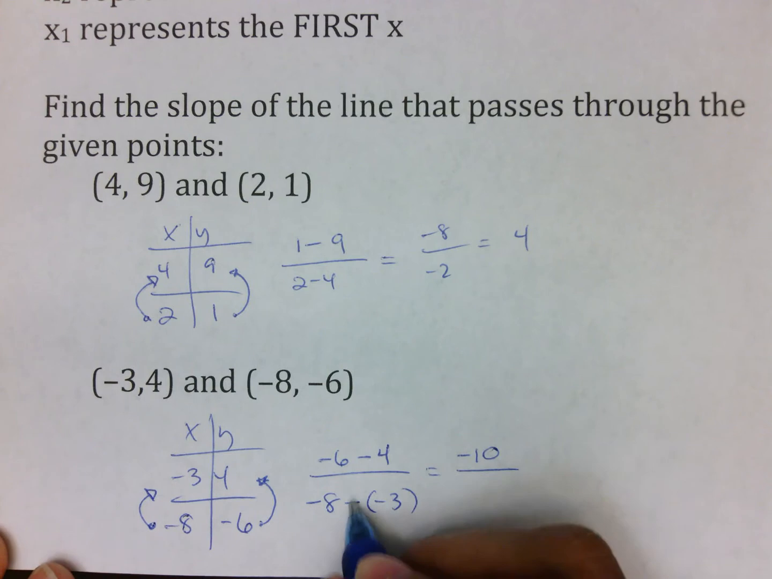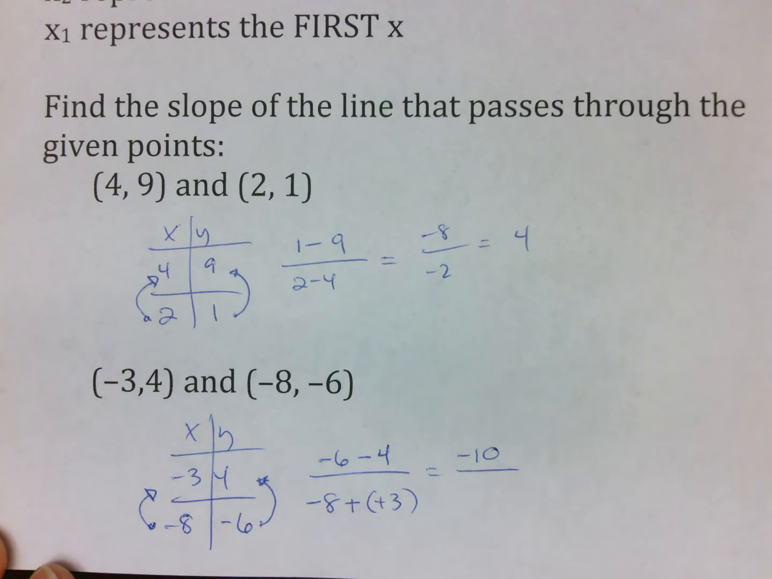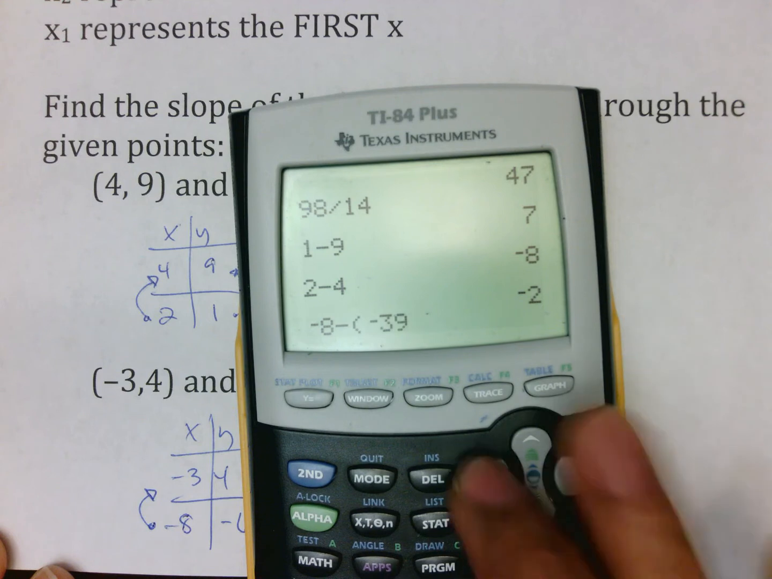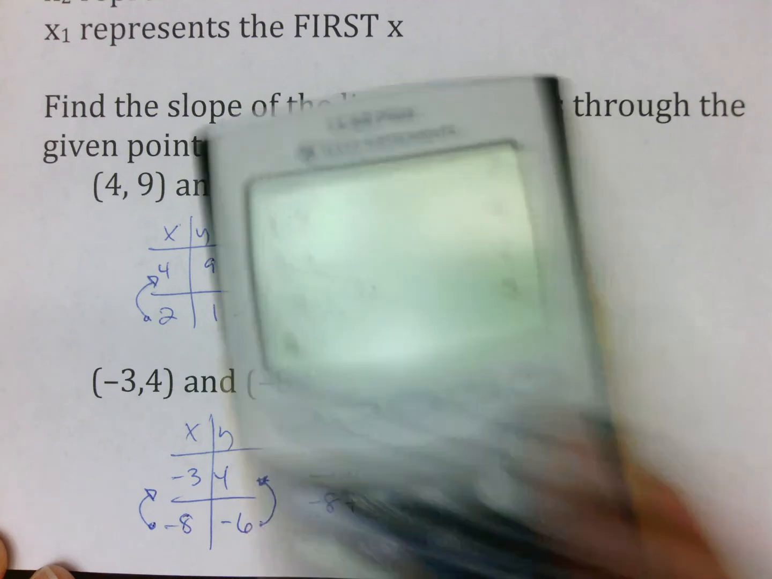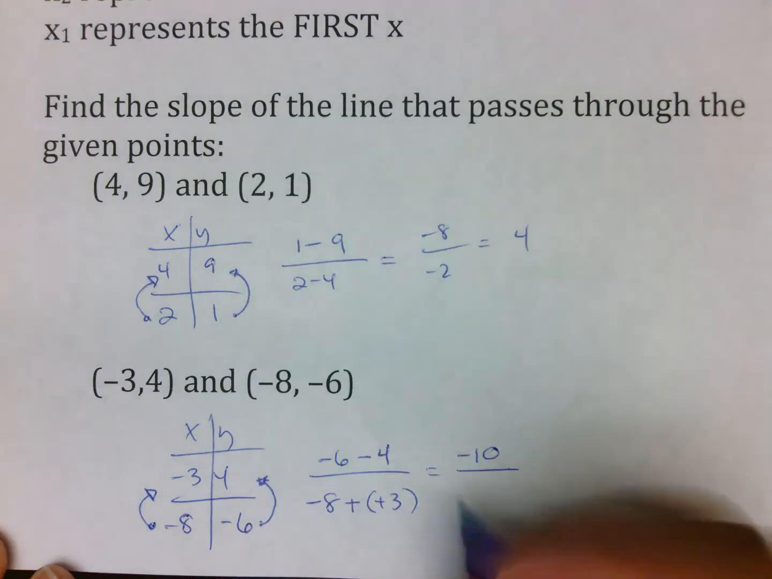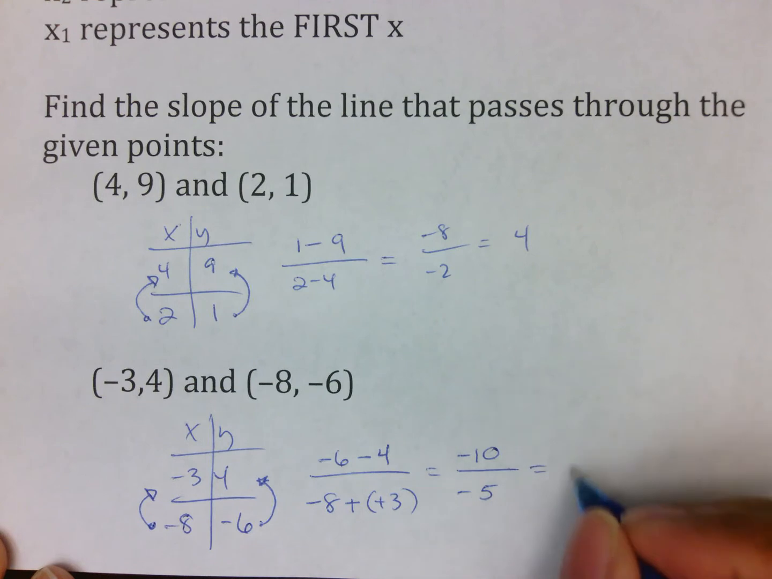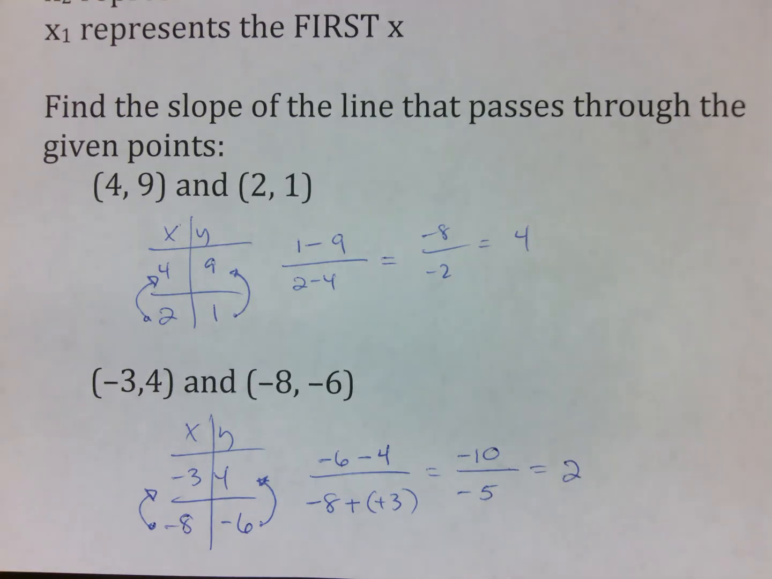On the bottom, the trick was that whenever there was a negative in our second number, we had to be careful to put the double negative there. You could type in negative 8 minus negative 3 as you see it and get the answer. Or, as I said, you can do the double switch: negative 8 plus 3 is negative 5, which, when you divide, is a slope of positive 2.